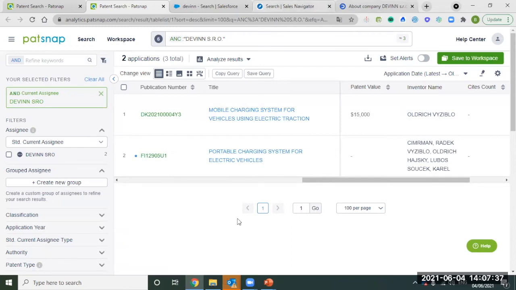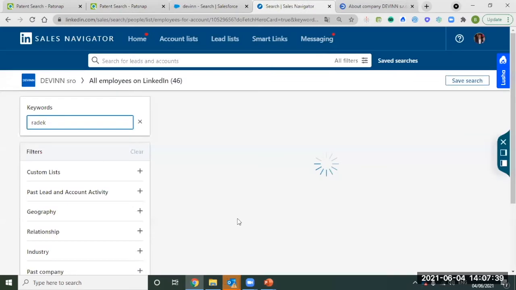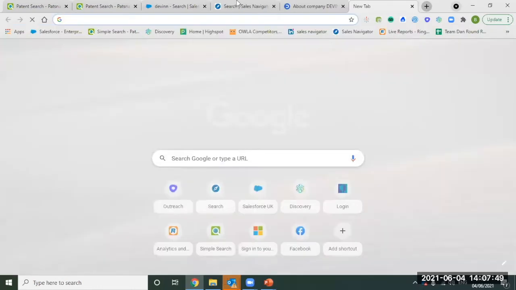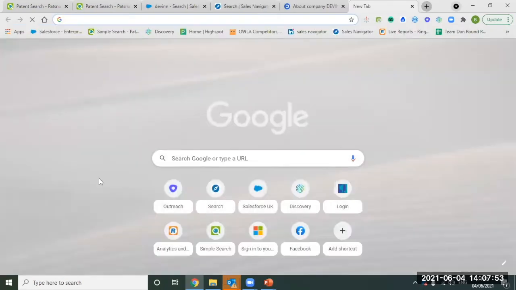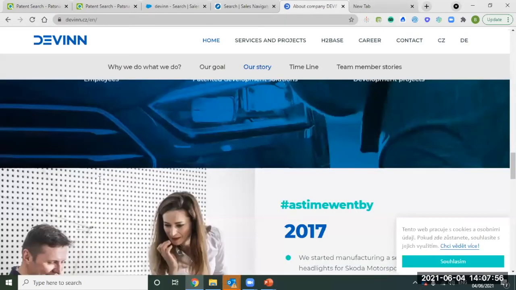Okay, my Wi-Fi now is a bit slow, but you know what I mean. We can look here, we can see the inventor's name, and we could reach out to Radek, or perhaps, what's his name down here, Lubos.